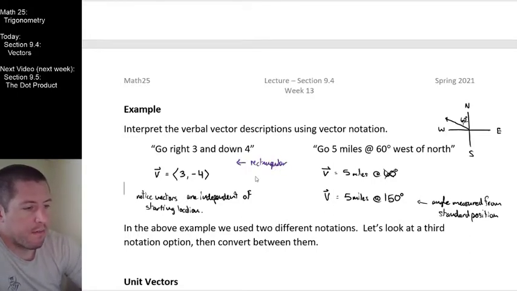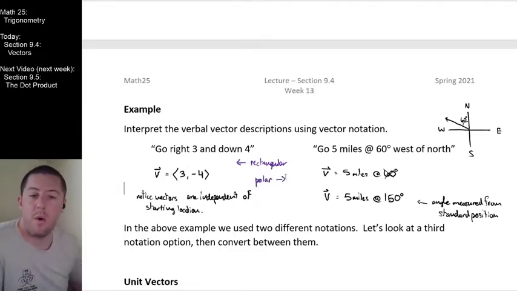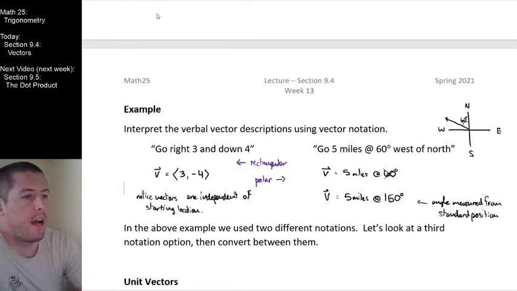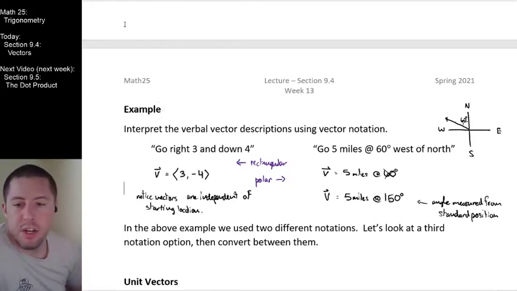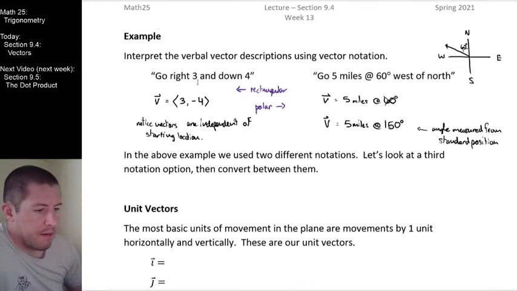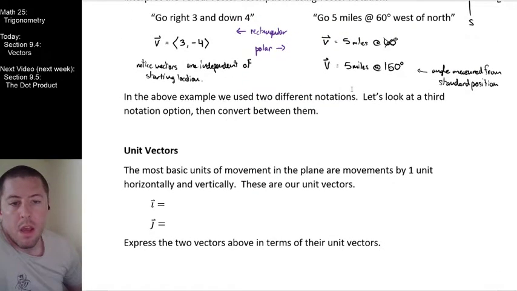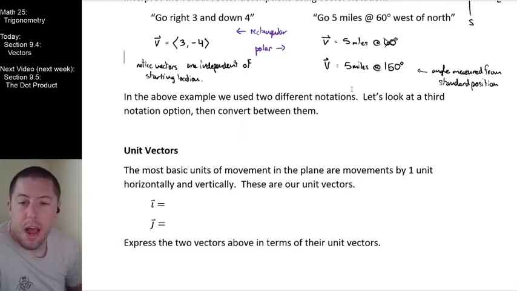This is following exactly along with the discussion that we've been having in the last week, which is that there's an XY coordinate description and there's an R theta description. We've got that XY in the left one, and R and theta in the second example. So this looks to me like our vector version of rectangular coordinates versus polar coordinates. So let's look at a third notational option here and then convert between all three of these. Unit vectors are what are most typically used to describe vectors in general.